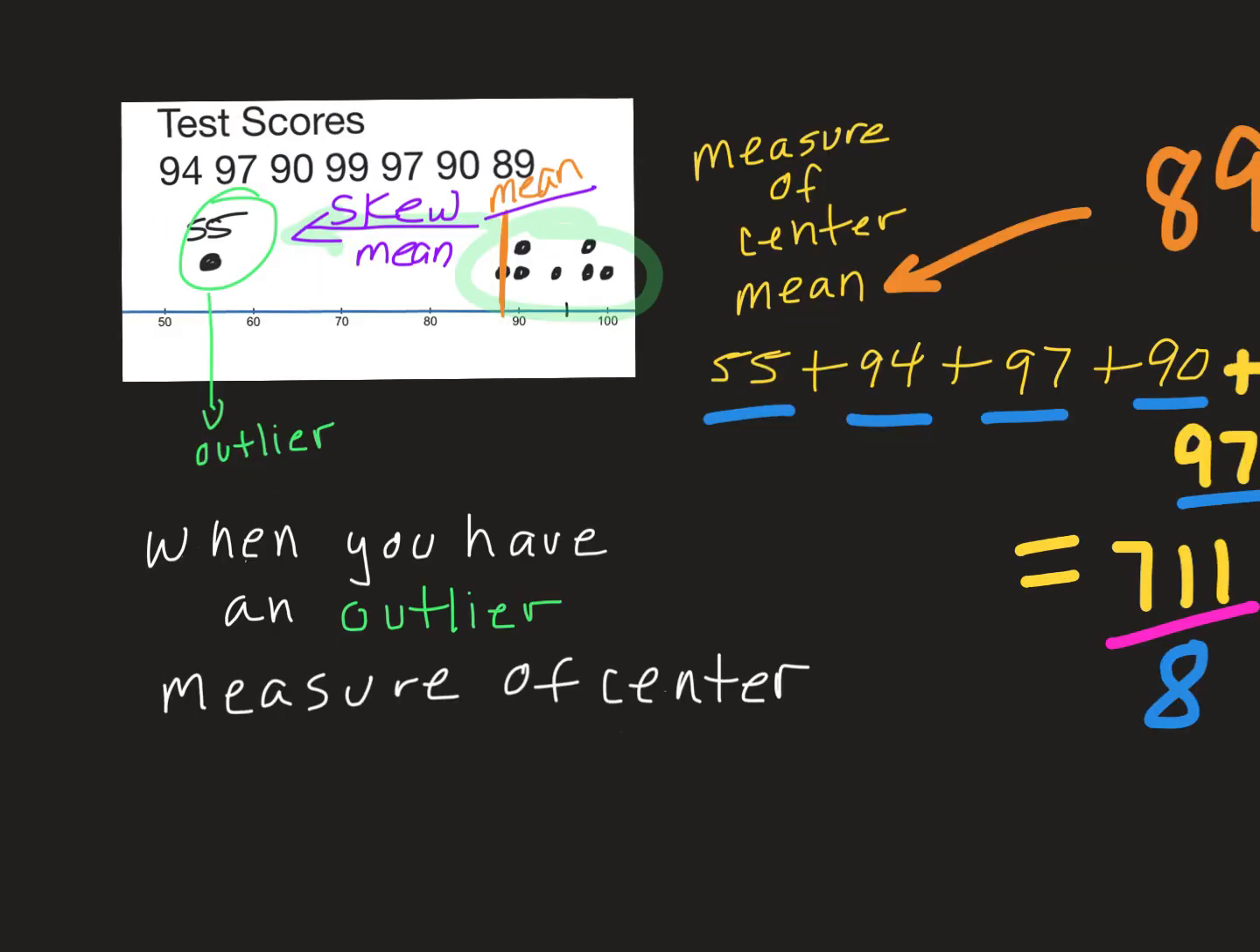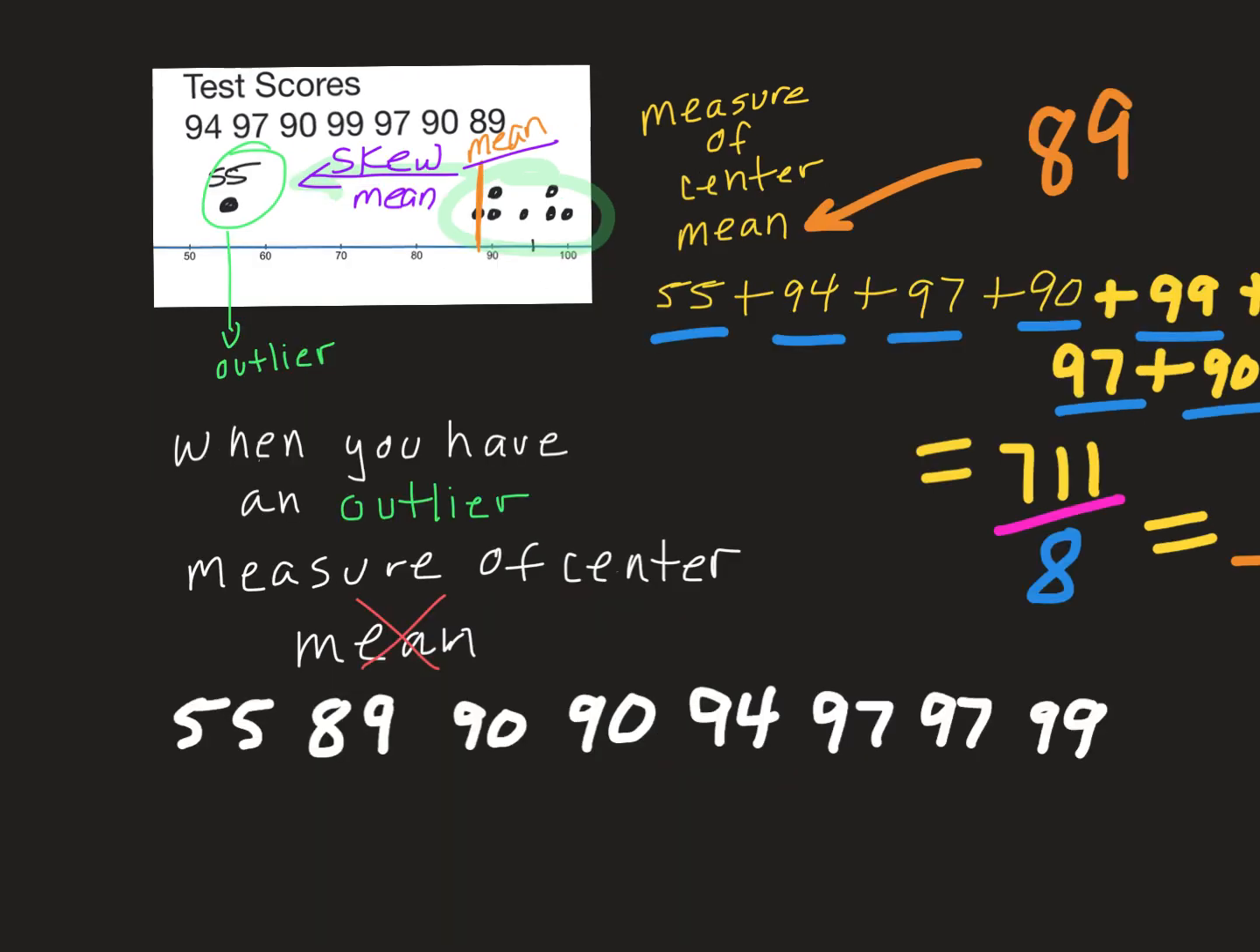So when you have an outlier, you don't want to use the mean as your measure of center because the mean is impacted greatly from having an outlier. Again, that outlier skews your data and doesn't make it in the middle anymore. So instead of using the mean, we have to use something else.